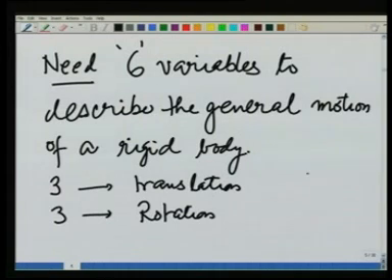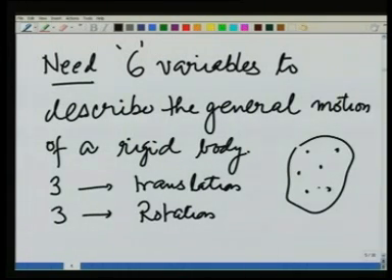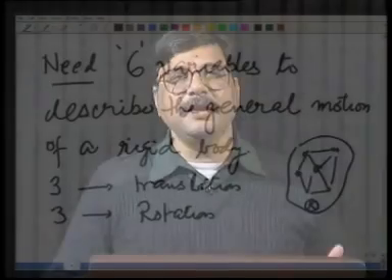What will happen if I take a rigid body? Now I can make it a general rigid body like this. All the distances are fixed between these points, and fix one point of this body. Suppose I pin it here. Then it cannot translate anymore, and therefore, I would need only 3 variables for describing its rotation.